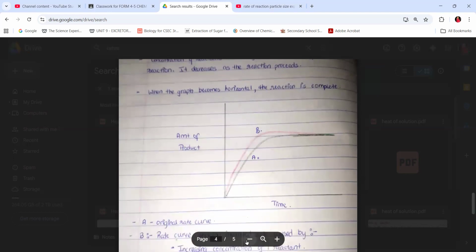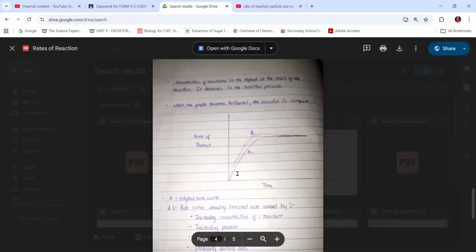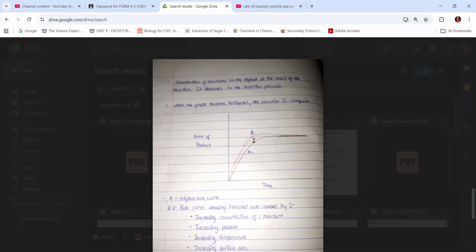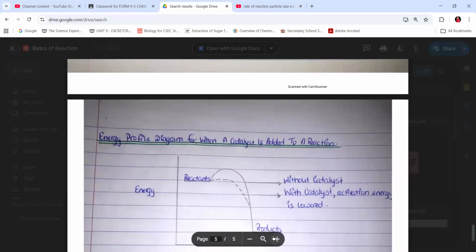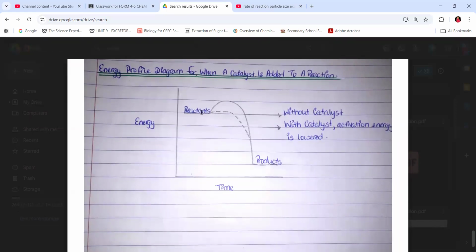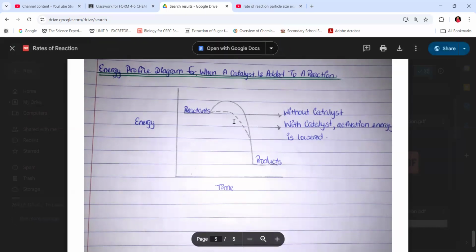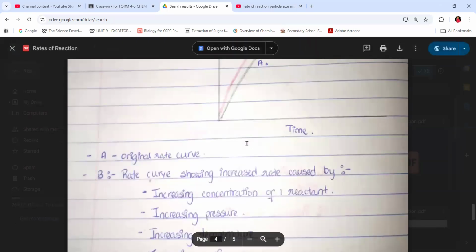This is another graph that you may have to plot, which is the concentration of products, right? And obviously if I have a catalyst, or if you manipulate a factor to increase the rate of a reaction, right? Yes, you do have to know an energy profile diagram for these particular reactions. So this is the typical one that you have to learn. The reactants will be here without a catalyst. When you add a catalyst, the activation energy is lowered, so the reaction pathway is faster, right?